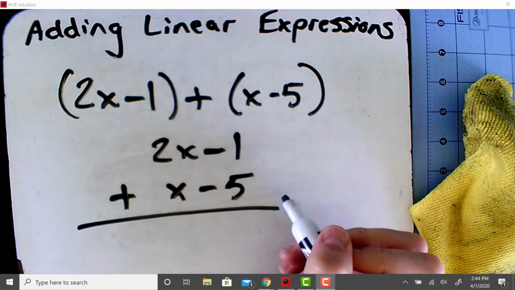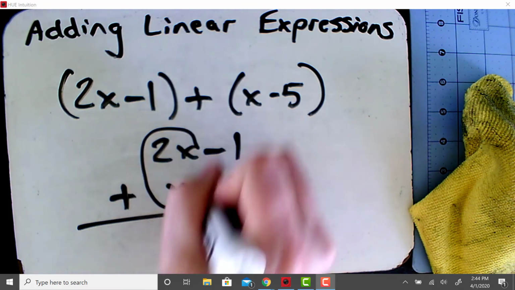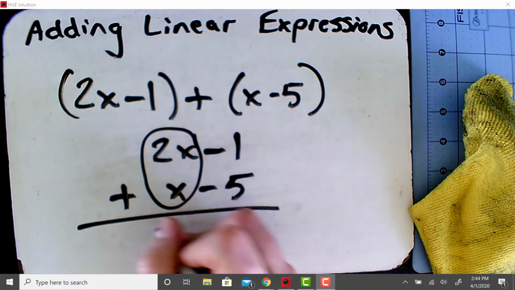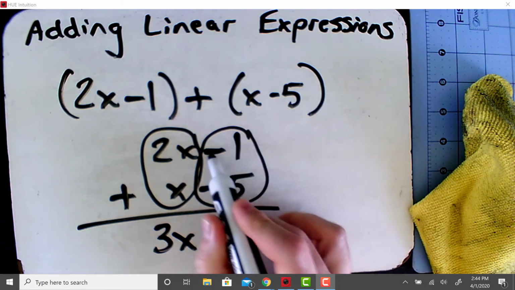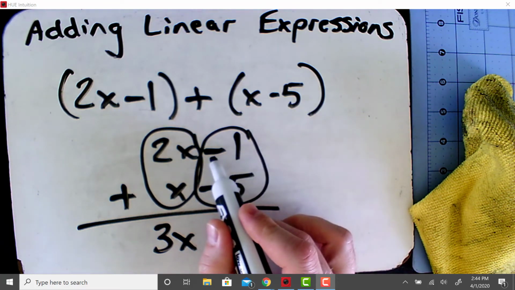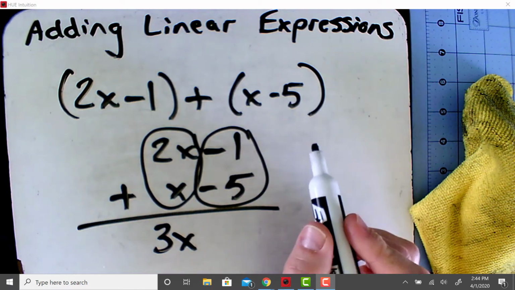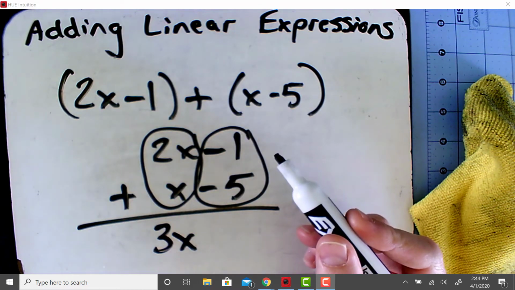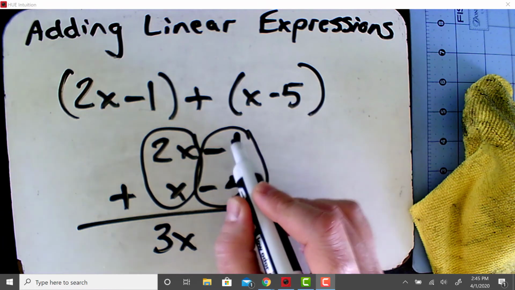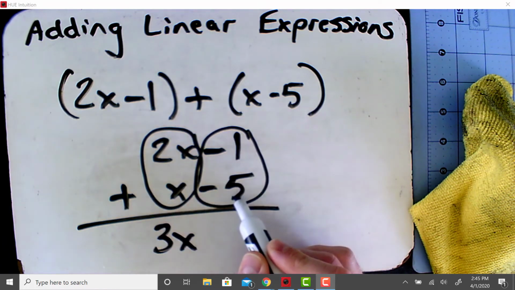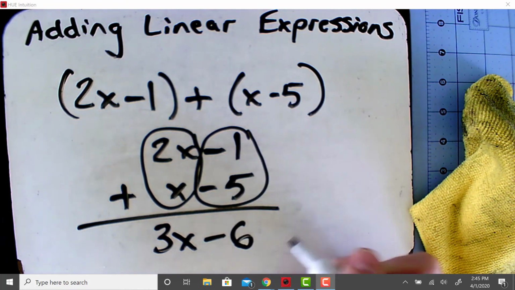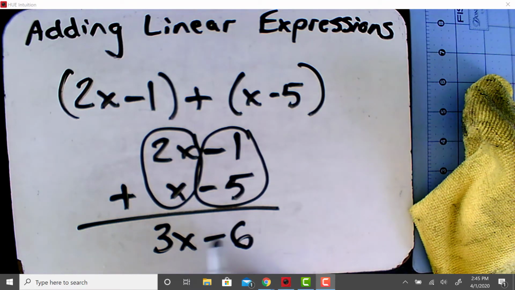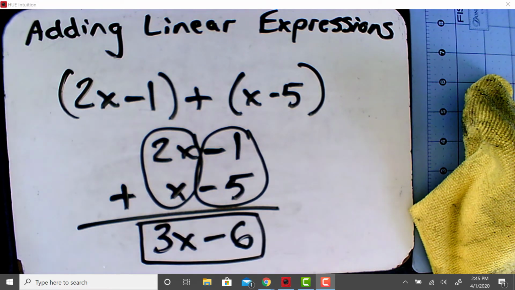So I'm going to take these piece by piece. And the first thing I'm going to do is do my x's. I've got 2x plus x gets me 3x. Now I've got to think about this second part right here, and I'm going to treat these minus signs like negative signs. Basically, anytime I've got a minus sign in an expression, I'm going to treat it like it's a negative. So this problem is going to basically be -1 plus -5. If I do -1 plus -5, that's going to get me -6. And I write it like -6, but now it's a subtract sign. So my overall final answer is going to be 3x minus 6.